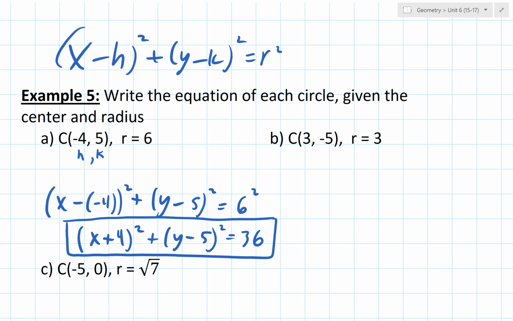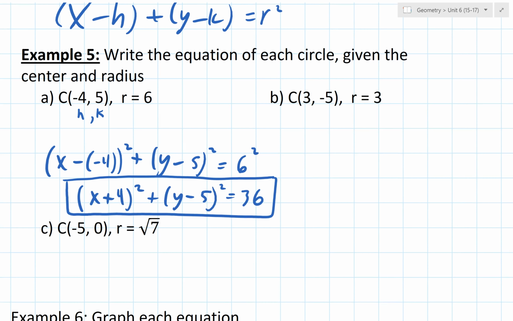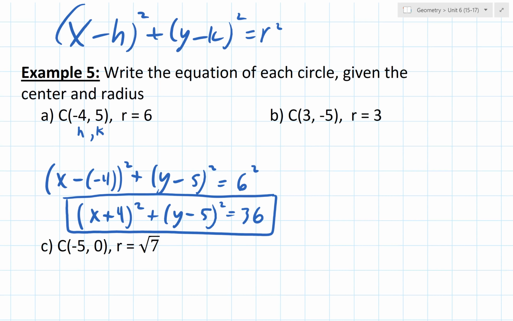So I want you to notice some patterns. When that's positive 5, this says minus 5. When this is negative 4, it says plus 4. So it's the opposite relationship, because all those equations that we derived earlier had x minus h and y minus k, and so we're always subtracting h and k. So when we're subtracting a negative, it turns into a positive. Okay? Go ahead and try B and C in your group. See if you can write the equations of those circles.